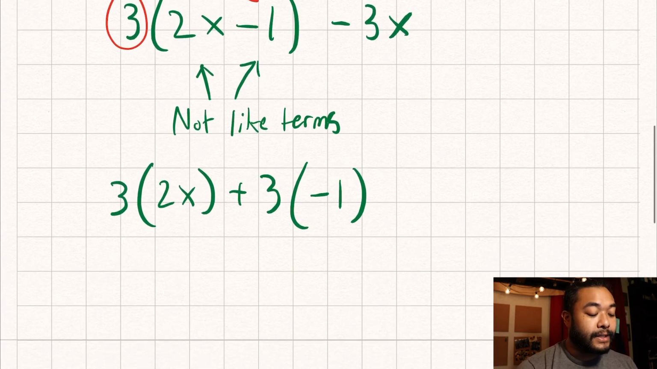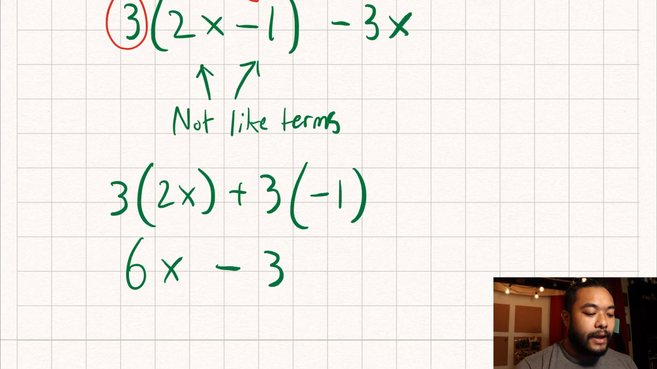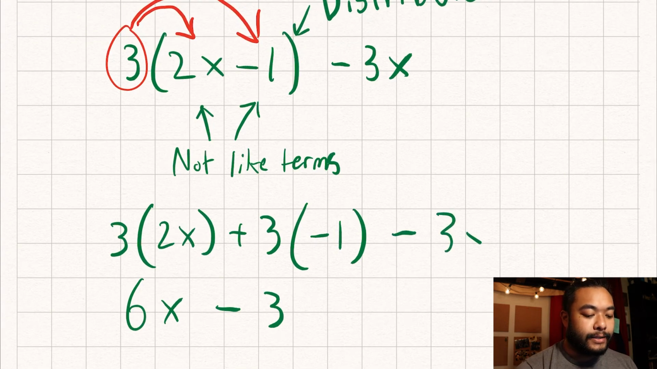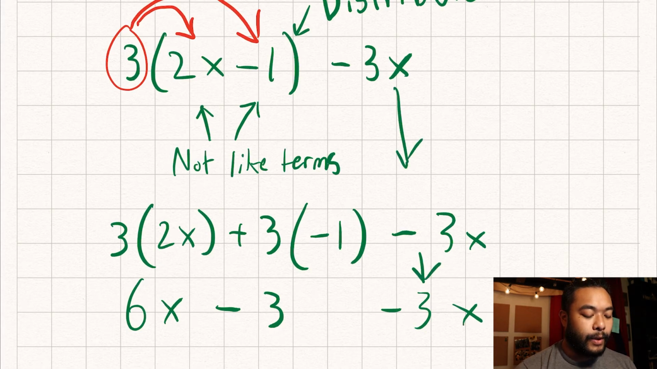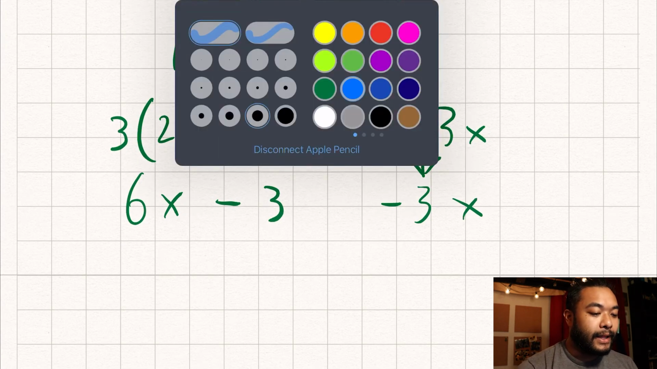And solving this out, 3 times 2x, 6x. 3 times negative 1, positive times negative, will give us minus 3. And we can't forget our 3x in the back here. The thing I tagged on follows us all the way down. Okay, so 6x minus 3 minus 3x. Can I combine like terms? Absolutely. Let me highlight these like terms.